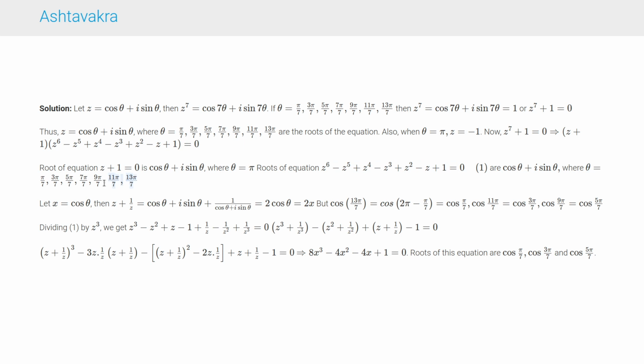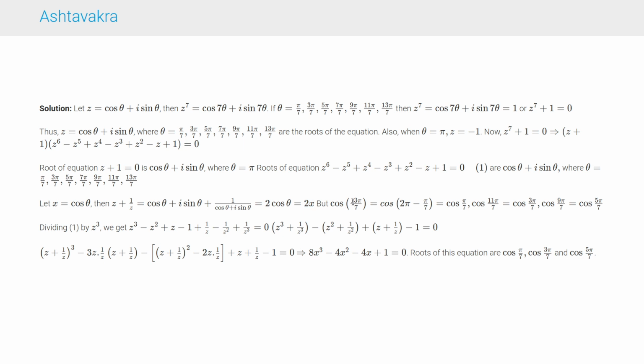Roots of the second factor are cos theta plus i sin theta, where theta is equal to these values. Okay, so we let x is equal to cos theta, then z is equal to cos theta plus i sin theta. So z plus 1 by z is 2 cos theta, like I have explained in the previous problem, which is equal to 2x. This is x is equal to cos theta. If you take that, then z plus 1 by z is equal to 2x.